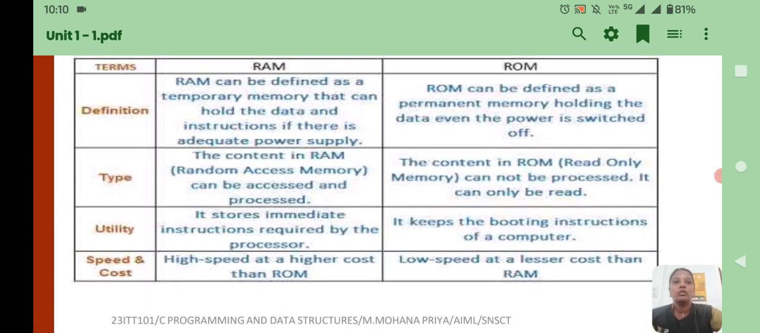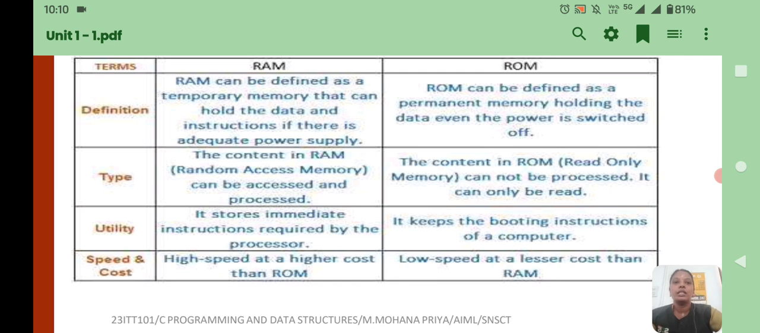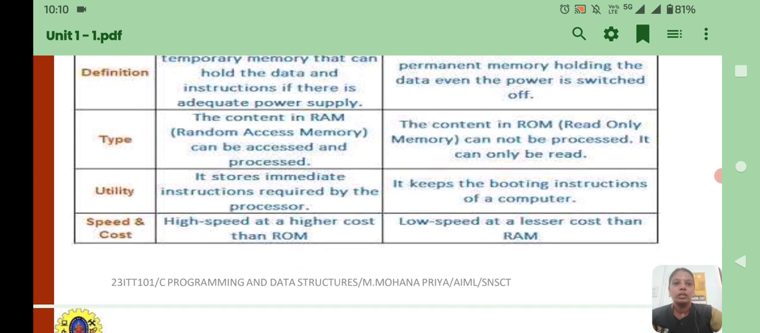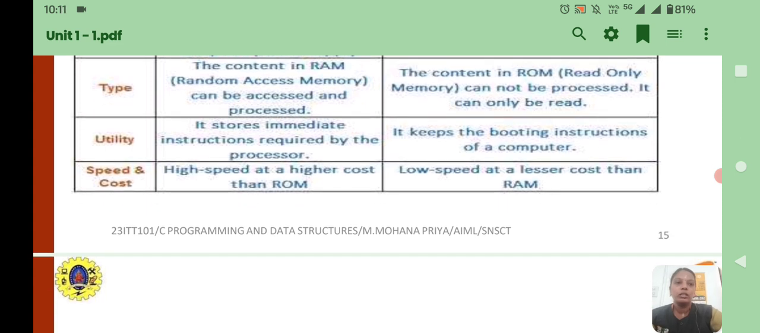The difference between RAM and ROM: RAM holds the data and instructions only if the power supply is on, but ROM holds the data even when it is switched off. RAM is random access memory; ROM is read-only memory. RAM stores immediate instructions required by the processor. ROM keeps the booting instructions of a computer. RAM has high speed at a higher cost than ROM. ROM has low speed at a lesser cost than RAM.